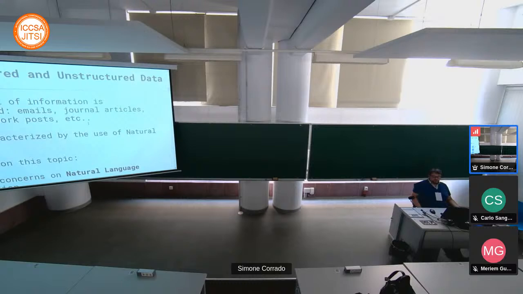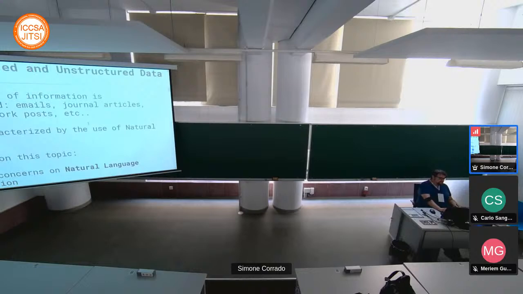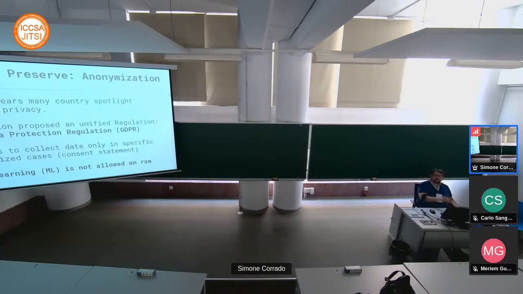The unstructured data for this work is in large part natural language information. For example, we have emails, journal articles, social network posts. Everything is written, or everything in some way is speaking about someone, and everything lives on the internet. I mean video, everything, because from audio you can get the text, and you have natural language information about that. And of course, think about your chats, your WhatsApp, your Telegram, everything similar to that. You have a lot of privacy concerns about this kind of information. So in our work, we focus on this kind of information, natural language.